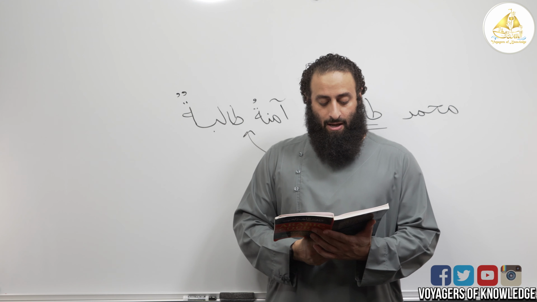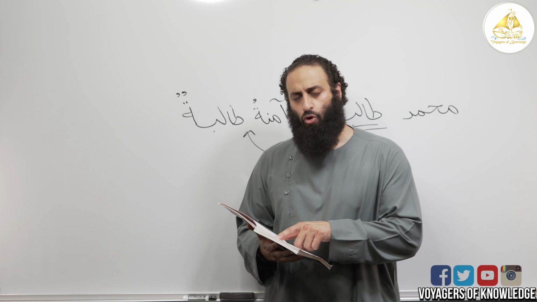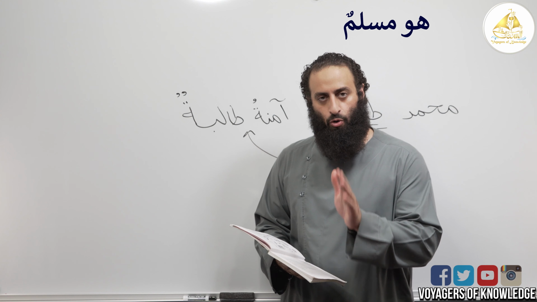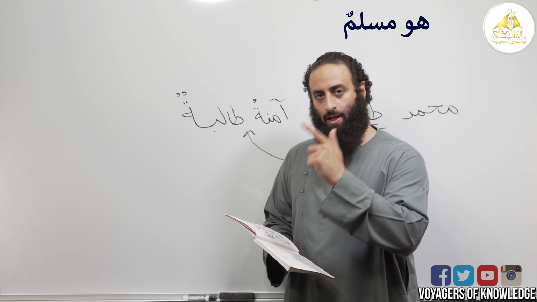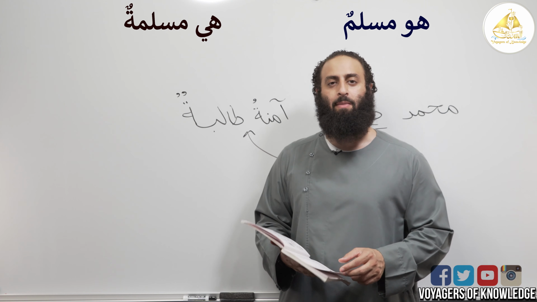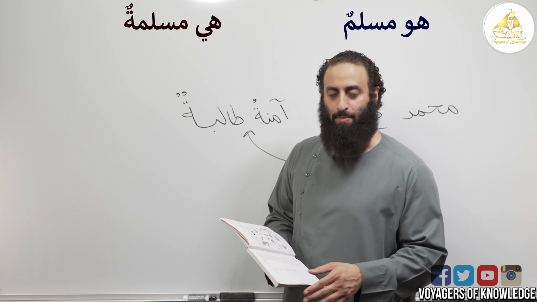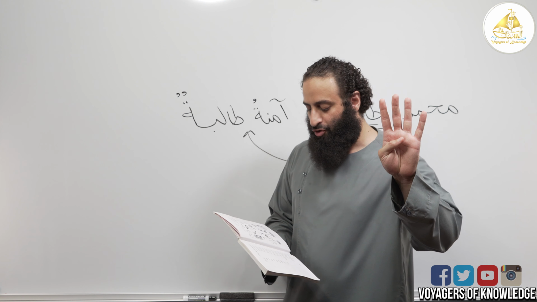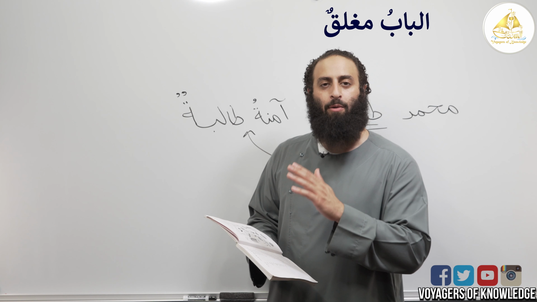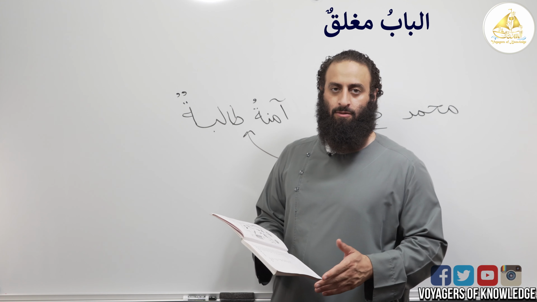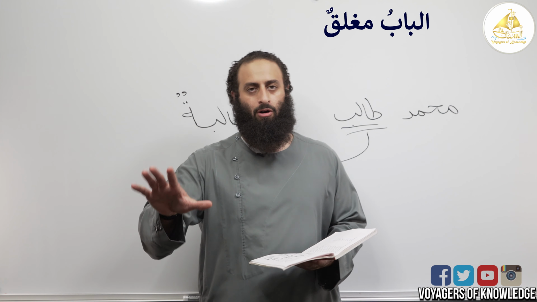السؤال الثالث. هو مسلم. He's a Muslim. How do you say she's a Muslim? هي مسلمة. She is a Muslimah. السؤال الرابع. The door is closed. الباب مغلق. Okay, you can't turn door into feminine.